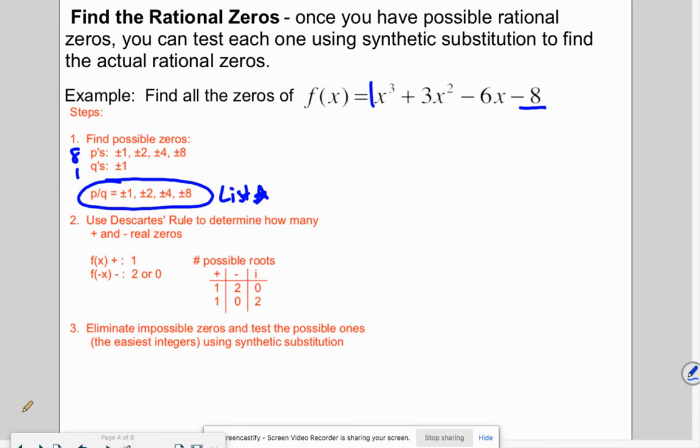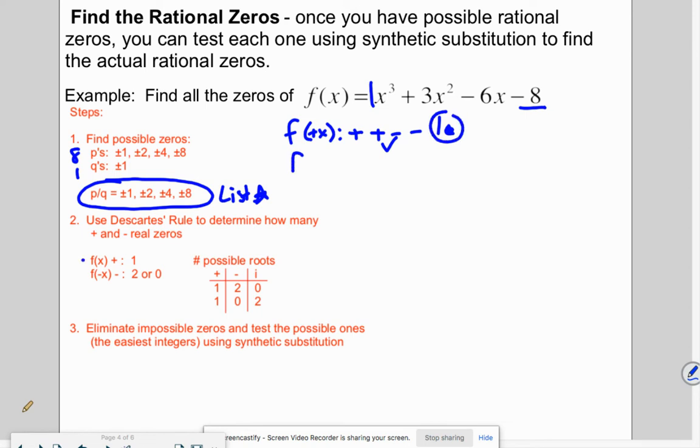Now, the next thing we're going to do is use Descartes' rule of signs to determine how many positive and how many negative real zeros. So remember, f of x, actually, I want to give myself some space here. So I'll go up here. So f of positive x, we have positive, positive, negative, negative. So how many sign changes? We only have 1, right? We have 1 sign change. So that's exactly how many positives. We have 1 positive root.